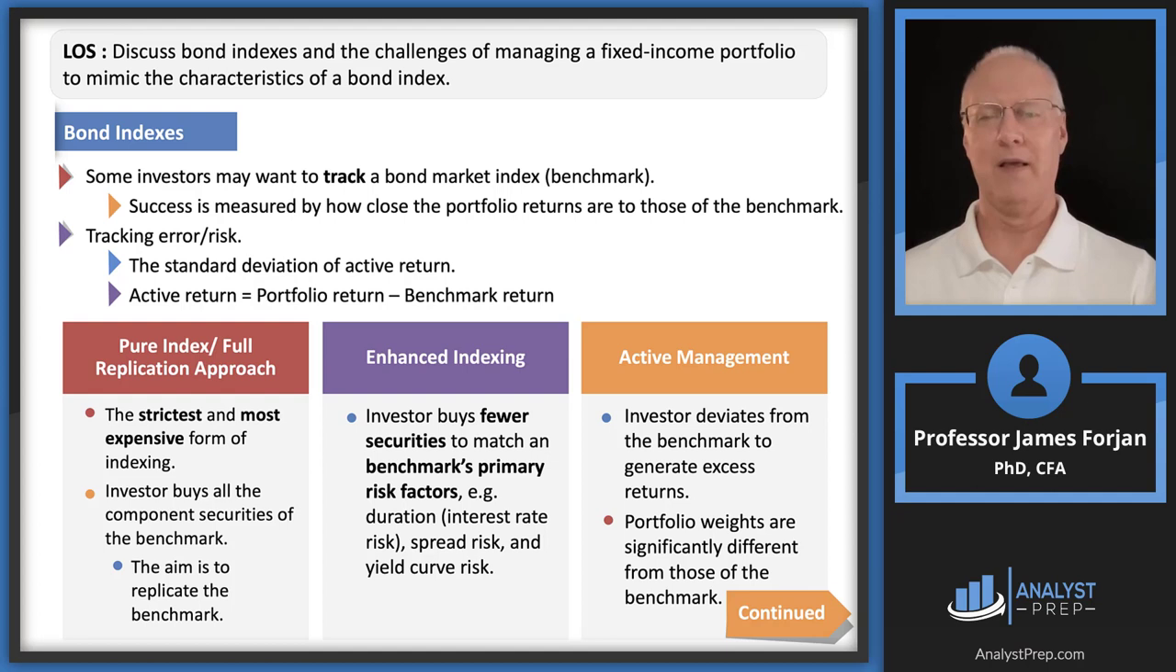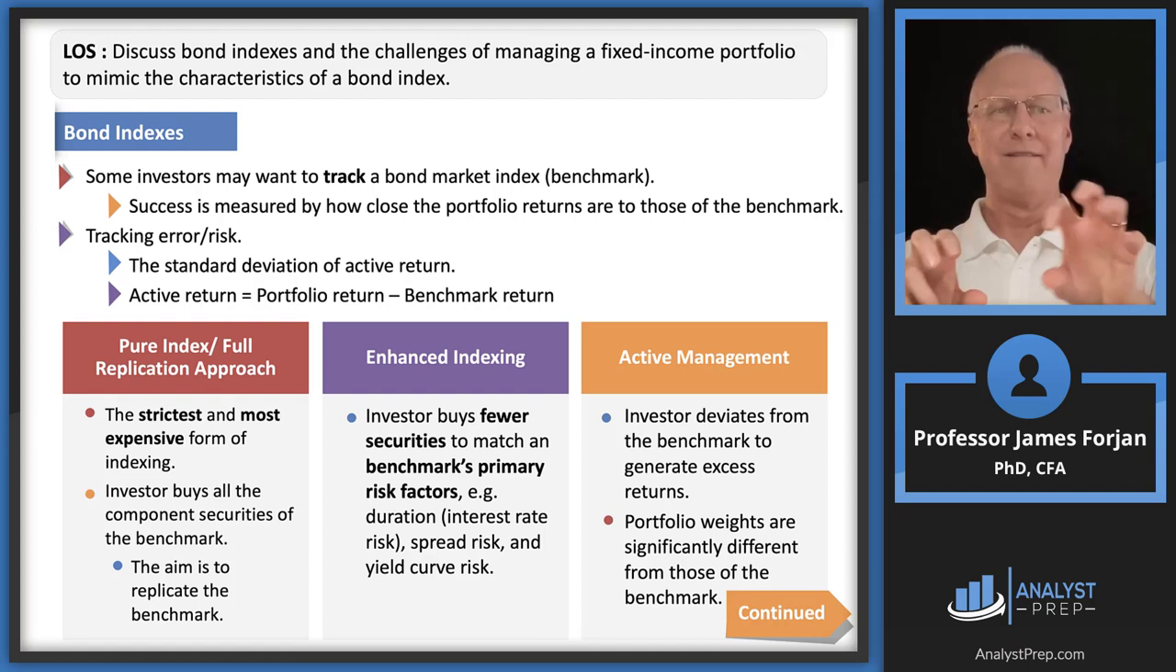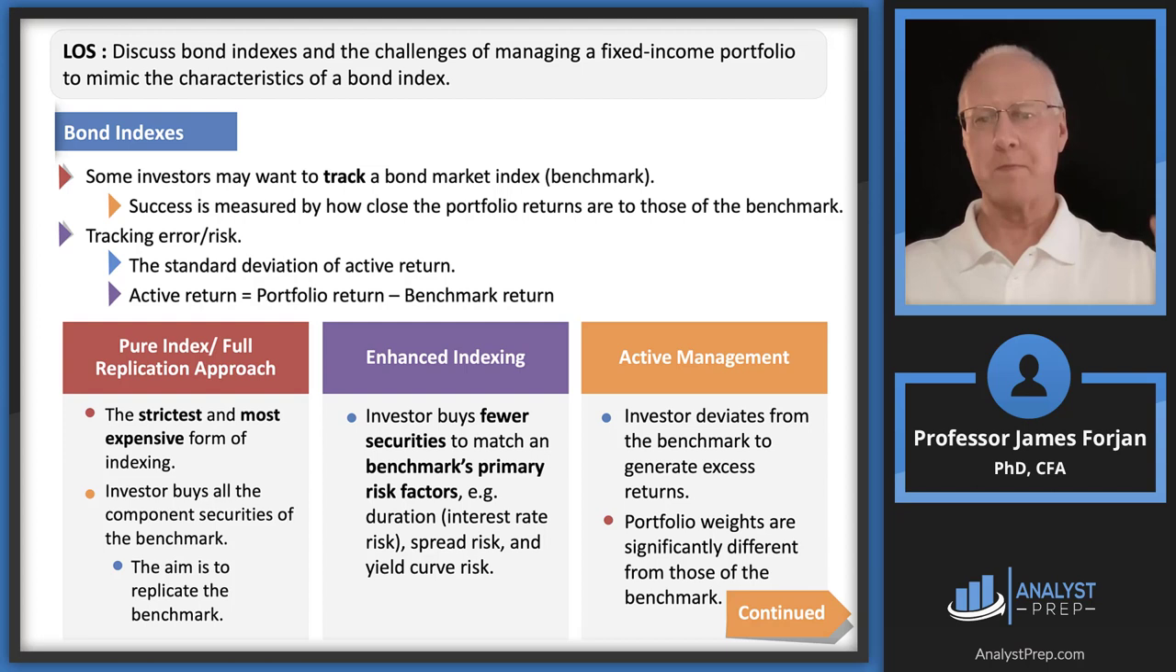Buy fewer securities to match the benchmark's primary risk factors. Oh, my heavens. So remember, we talked about Fama and French. They came up with this idea of factors in addition to the beta, the systematic risk of an equity portfolio. They came up with some other factors. So what are some factors? Spread risk, yield curve risk, duration. I mean, they could be almost any factor.